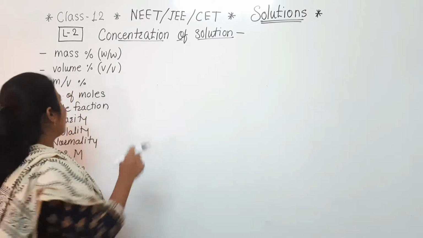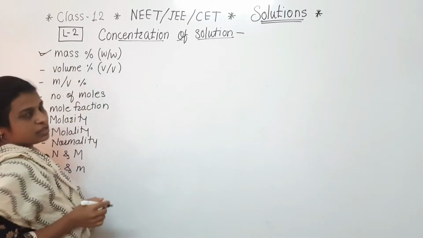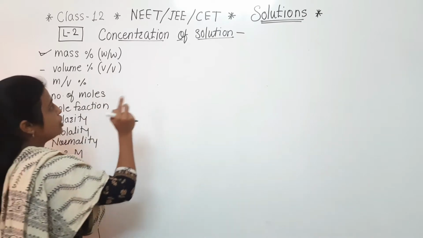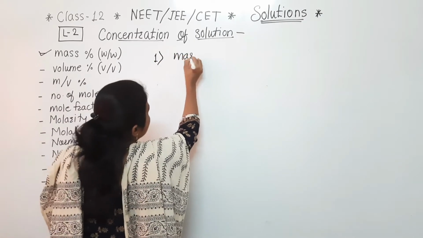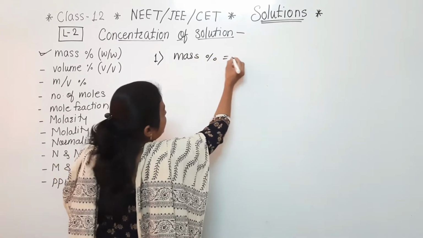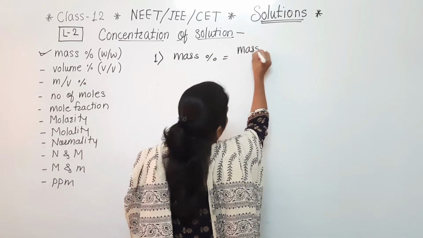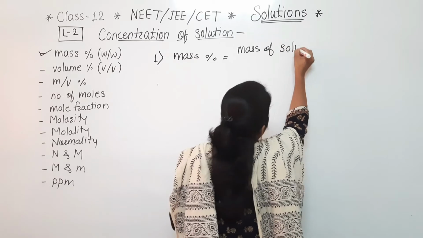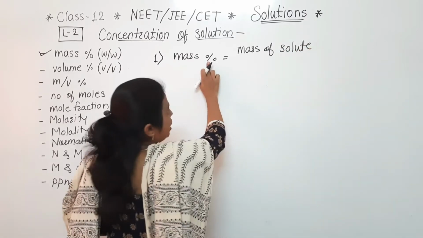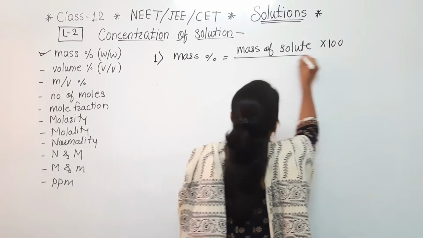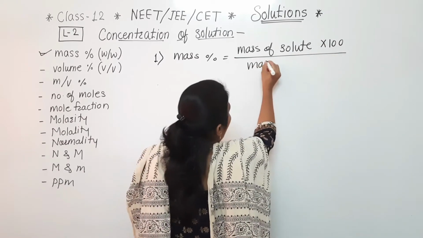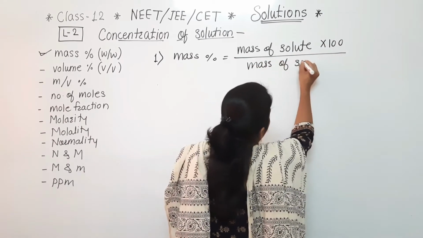Now see first formula. What is that? Mass percentage. That is mass by mass. So for the first formula I am writing mass percentage. It is the mass of solute. We have to calculate percentage. So we are multiplying here by 100 divided by mass of solution.